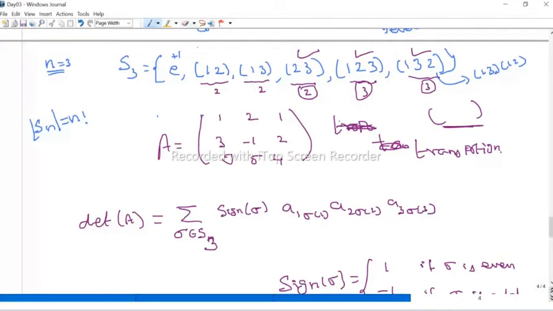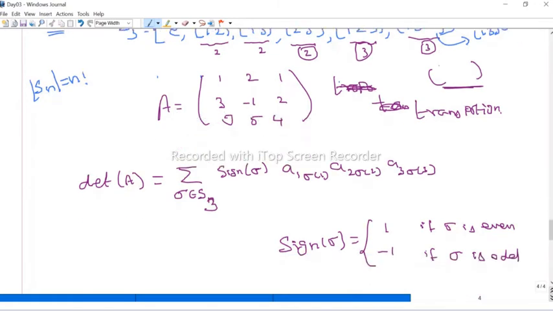This is minus 1 because there is only one transposition, therefore the sign is minus 1. Sign of this one is minus 1. Sign of this also minus 1. But the sign of this is 1 because it's an even permutation. Sign of this also 1. Okay, now I erase this definition of sign.